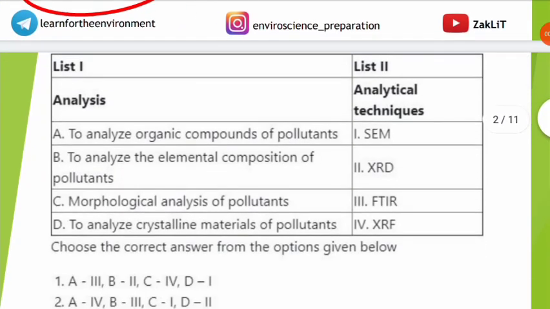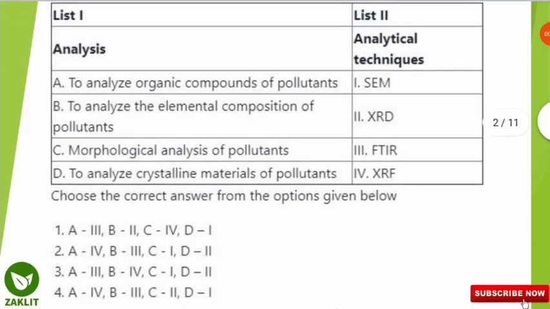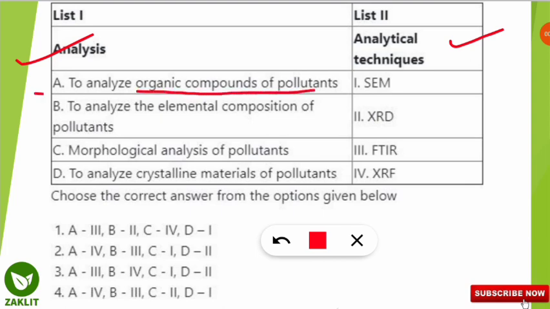So the first question which we are going to deal with today will be the match the following, and this is one of the frequently asked questions. Here on the left hand side, that is list 1, we have the analysis, and list 2 has the analytical technique. We have to match the correct analytical technique to the analysis given in list 1. We will start with list 1 option A, that is to analyze organic compounds of pollutants.